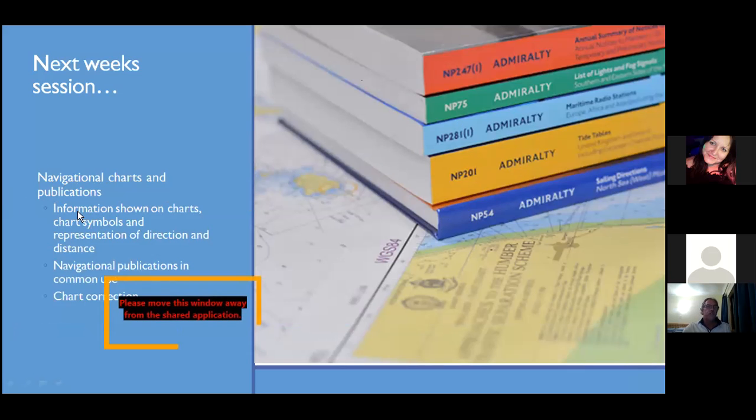Firstly, obviously charts. What information is on a chart? So if you can, during the course of the week, try and have a look at a chart, maybe online, maybe if you've got one at home. Start looking at the little bits and pieces. You can see on this photograph, we spoke about WGS 84. There it is on this chart in front of you. That's one of the things we know about.